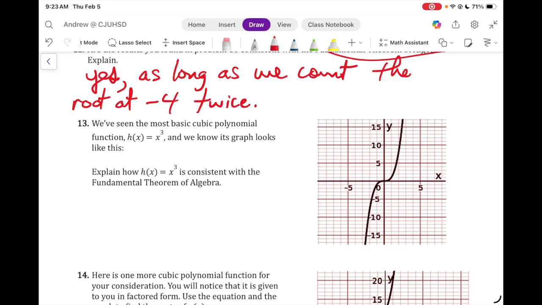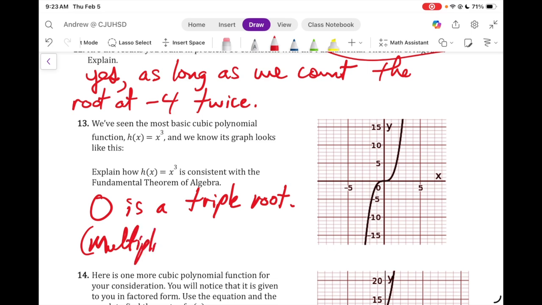13. We've seen the most basic cubic polynomial function, h of x equals x to the third power, and we know its graph looks like this. Explain how this is consistent with the fundamental theorem of algebra. Well, that means that 0, the number 0, is a triple root. In other words, it has multiplicity of 3.